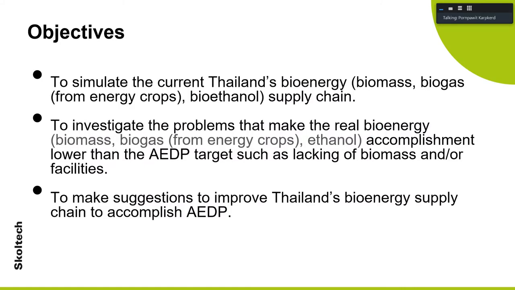So there are 3 objectives in my thesis. The first one is to simulate the current Thailand bioenergy supply chain. And in this thesis, I will consider only electricity generated from biomass, electricity generated from biogas from energy crops, and bioethanol only. And the second objective is to investigate the problem that makes the real bioenergy consumption less than the target, such as whether we lack biomass or we don't have enough facilities to support the AEDP. And the third objective is to make some suggestions to help Thailand accomplish the AEDP target.